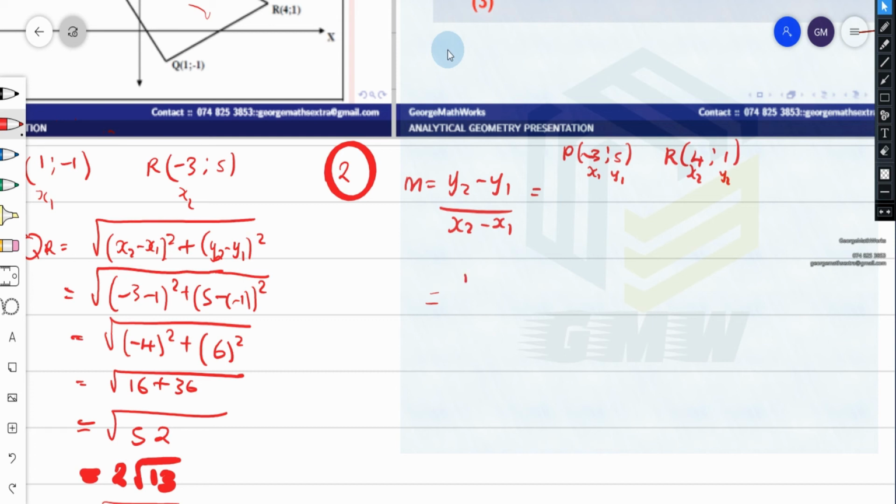Now I'm going to say 1 minus 5 over 4 minus 3, following the formula above. So this gives me minus 4 over 4 minus 3, which ends up becoming 4 plus 3, which is 7. So at this point, my gradient is negative 4 over 7. My gradient is negative, my line is descending. I should be happy because it makes sense like that.